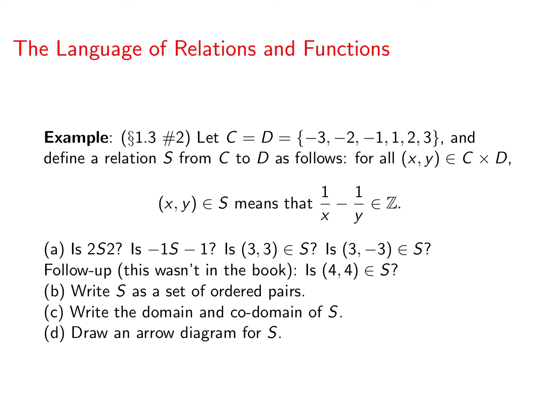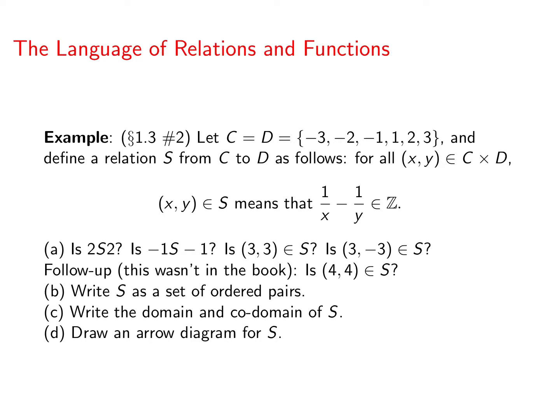For every x and y that's in the Cartesian product, C cross D, we're going to say that x comma y is in the relation will mean that 1 over x minus 1 over y is an element of Z. And we'll ask a whole bunch of questions, like, is 2 related to 2? Is -1 related to -1? Is 3 comma 3 in the relation? Is 3 comma -3 in the relation?